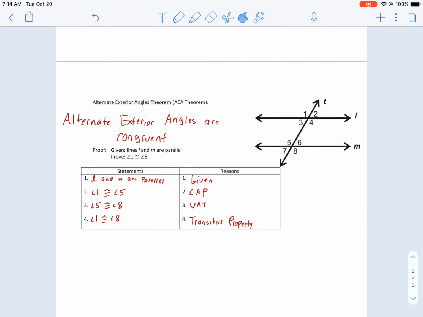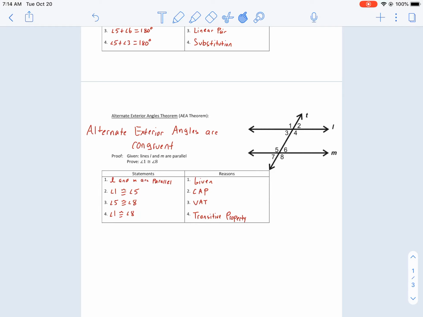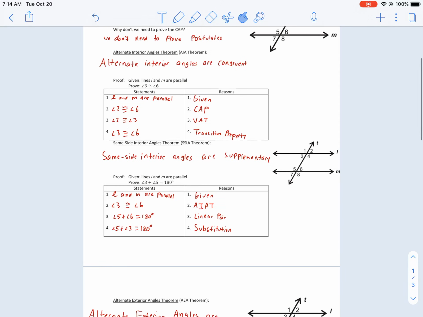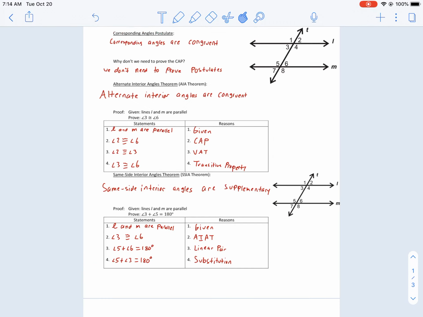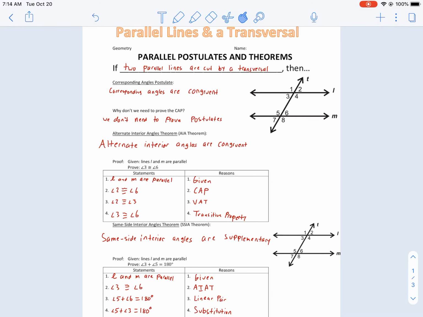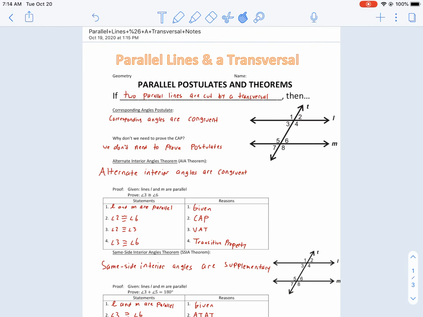So these are the notes for today. Do you need to remember the proofs? Kind of. Hopefully you can figure them out, but you definitely need to know what the theorems say. Alternate exterior angles are congruent. Same side interior angles are supplementary. Alternate interior angles are congruent, and corresponding angles are congruent.